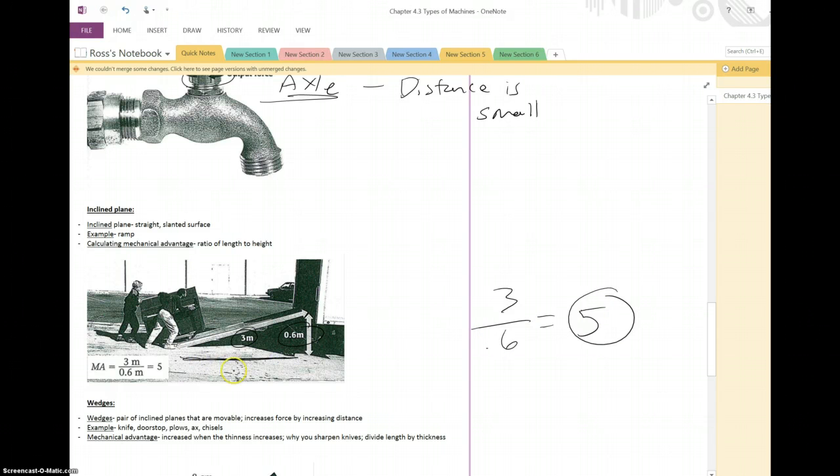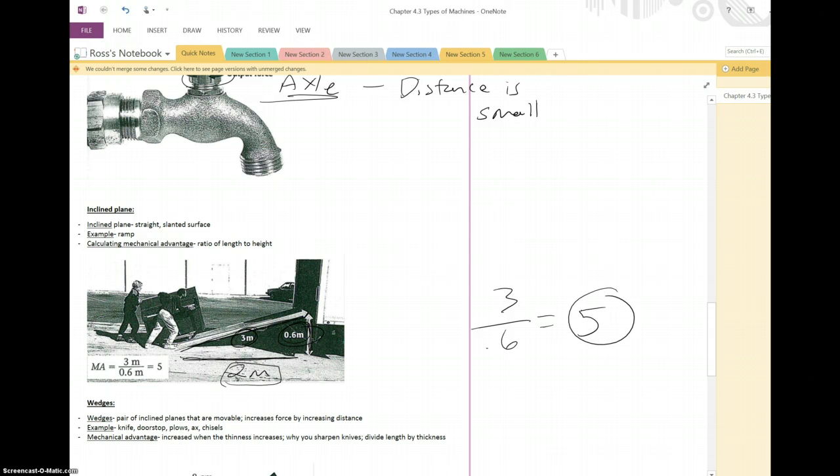Let's say this distance here was 2 meters. Who cares? Doesn't matter, because we are not traveling along this 2 meter distance. We are traveling 3 meters here, and we're traveling 2 meters vertically. So in order to figure out the mechanical advantage, we divide this by this.